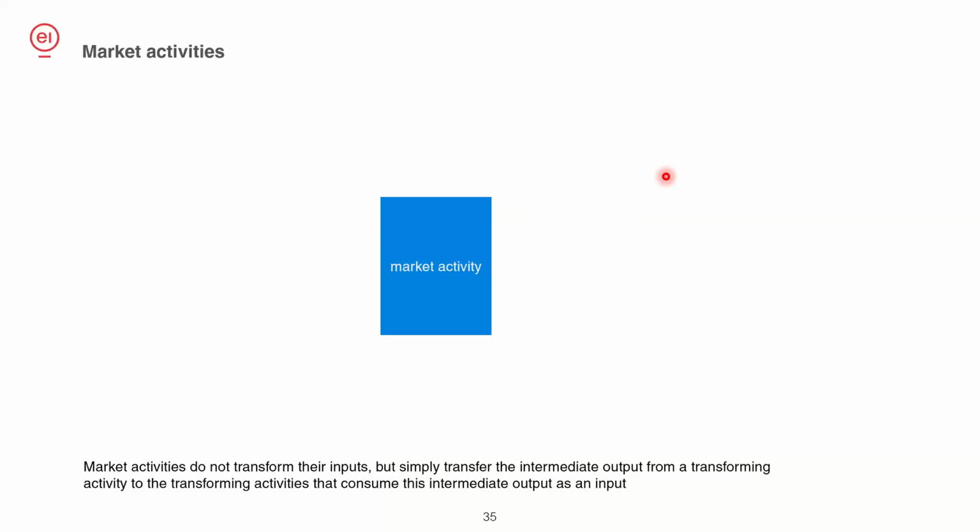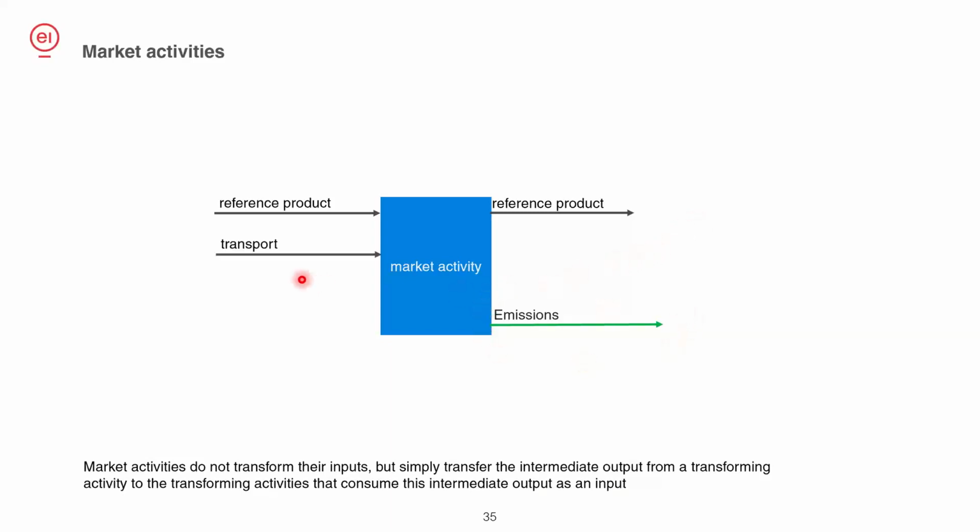Now, the markets do not transform their inputs. They simply transfer the intermediate output from a transforming activity to the transforming activities that consume this as an input. So basically, what happens is that we have the same product going in and coming out. What is added is emissions and transport.